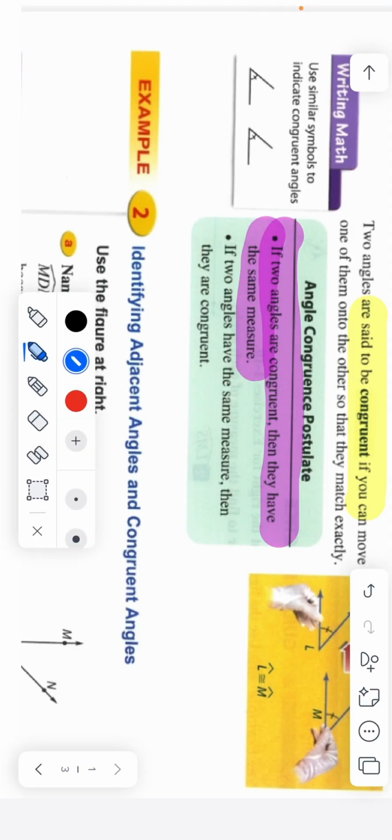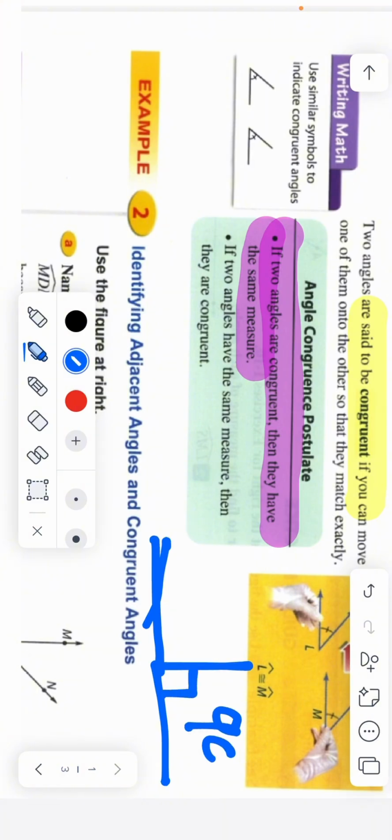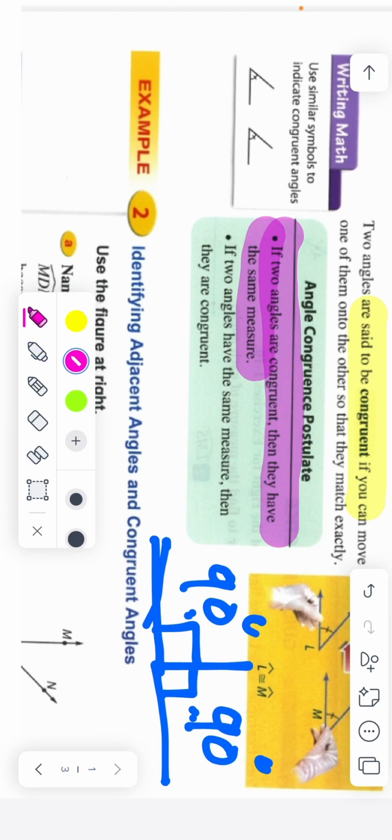For example, we have this. This is a 90-degree angle, this figure, and this side is also a 90-degree angle. Okay, this angle is equal to that angle. Since they are equal, that means both are 90 degrees. They have the same measurement. So they are congruent. Okay, so this is obvious.